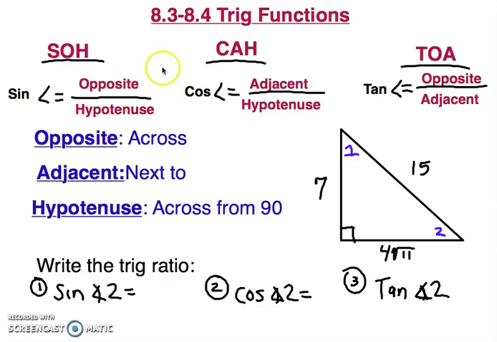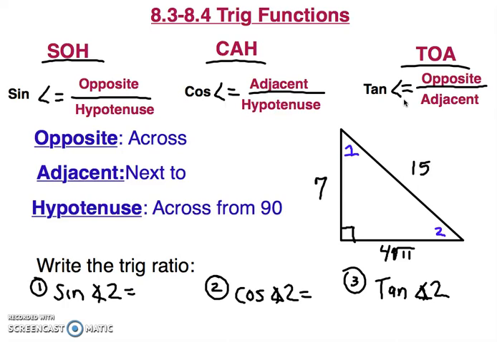This video is on the different trig functions. The three trig functions are sine, cosine, and tangent. The sine of an angle represents the opposite over the hypotenuse. Cosine is adjacent over hypotenuse, and tangent is opposite over adjacent.